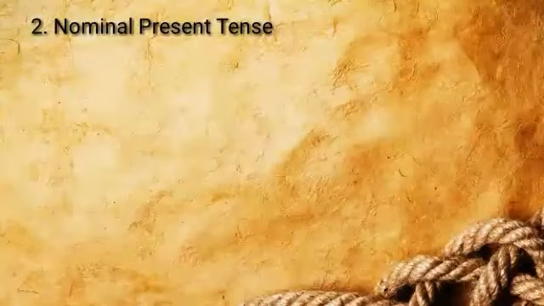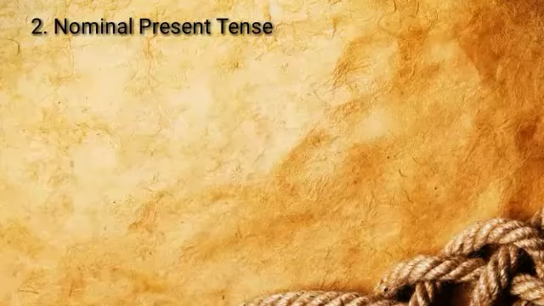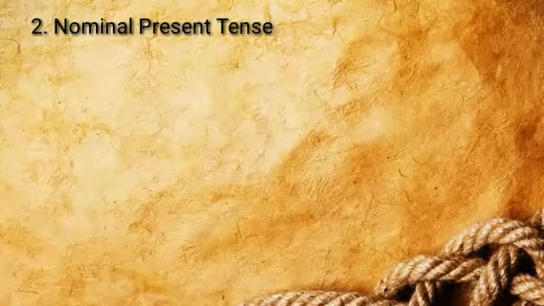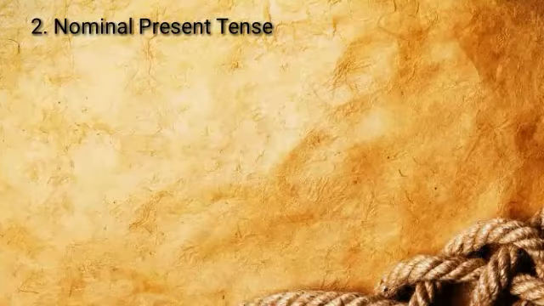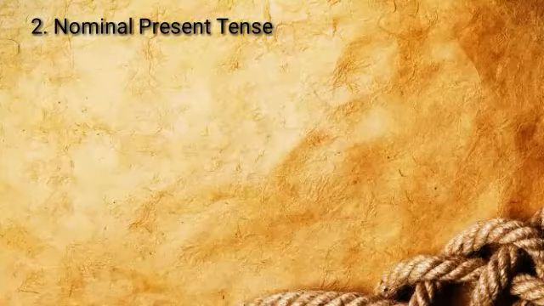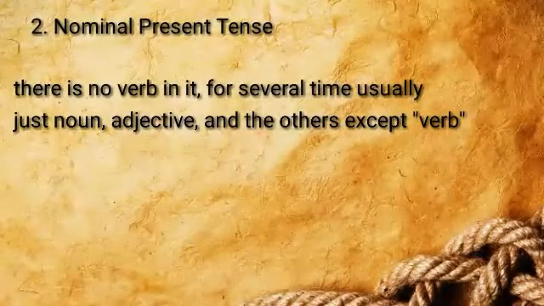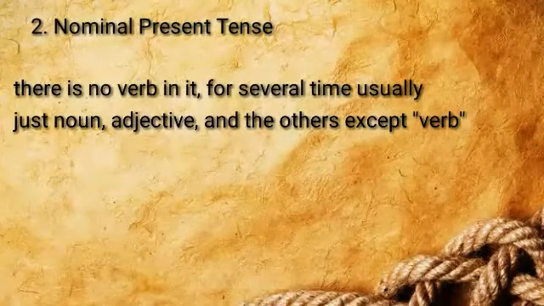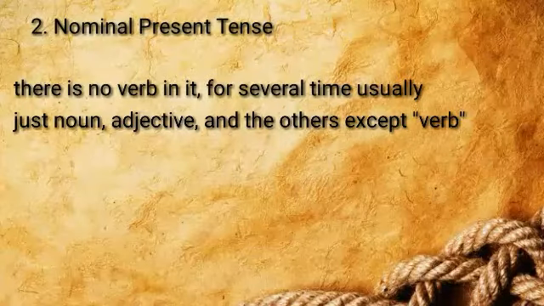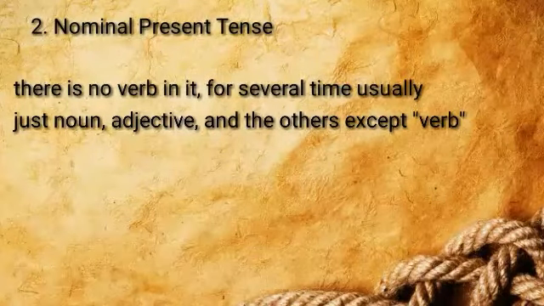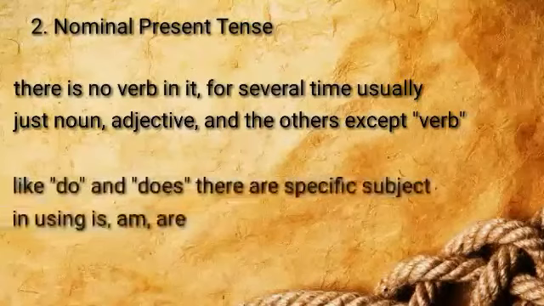After we know the use of do and does in the verbal present tense, now I will explain about the second formula in the present tense, namely nominal simple present tense. In nominal, there is no verb in it. For several times, usually just noun, adjective, and the others except verb.